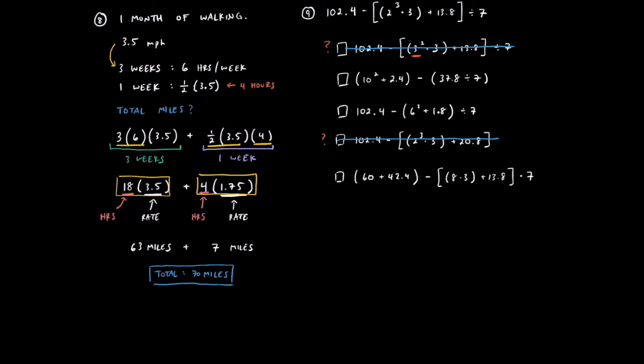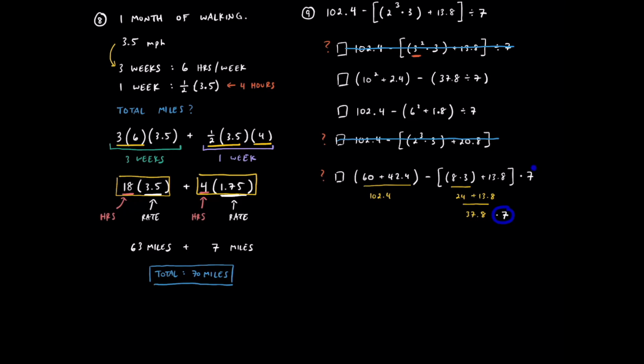The next one I notice is the last answer choice down here. The reason this one stands out to me is because if you follow the order of operations and add these two together, that's going to be 102.4, which definitely matches over here. So that looks kind of promising. Then in the next group of parentheses, you have 8 times 3, that's 24. 24 plus 13.8 ends up equaling 37.8. But then you still have to multiply that by 7.